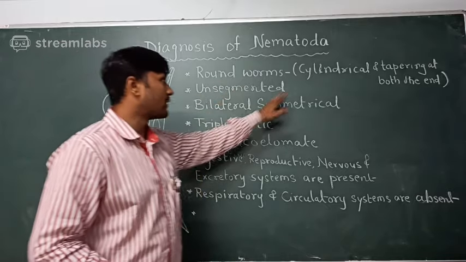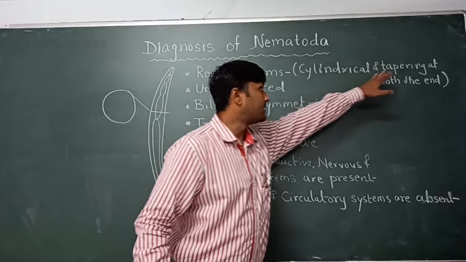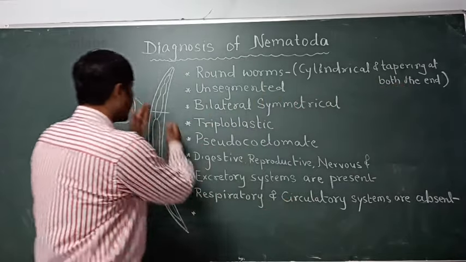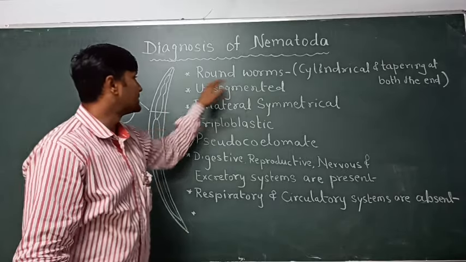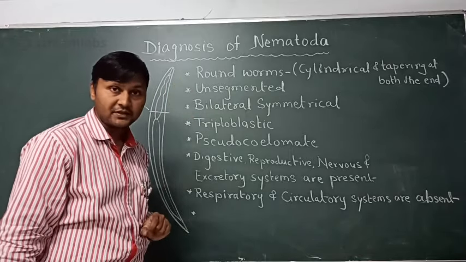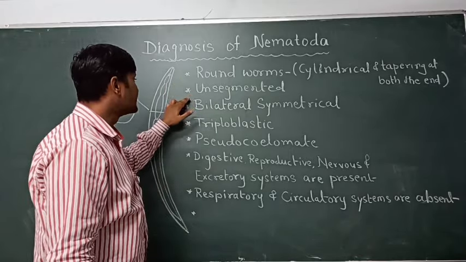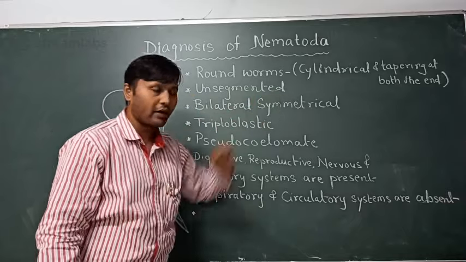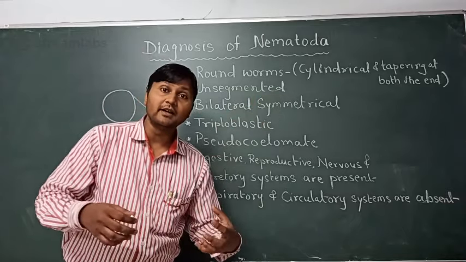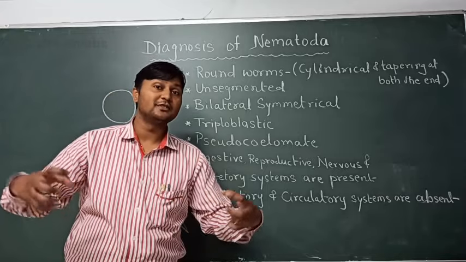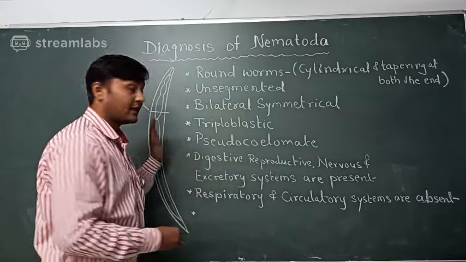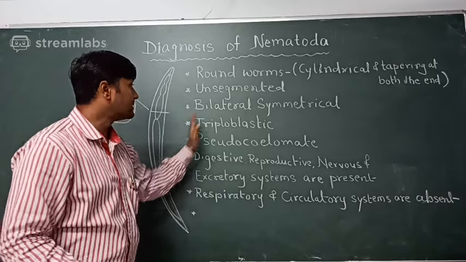The body of a nematode is cylindrical and tapering at both ends. So this is one important characteristic feature. The second one is the unsegmented body. The body is not divided into any segments. Like in earthworms, the body is divided into segments, but in nematodes it is not divided into any segment.